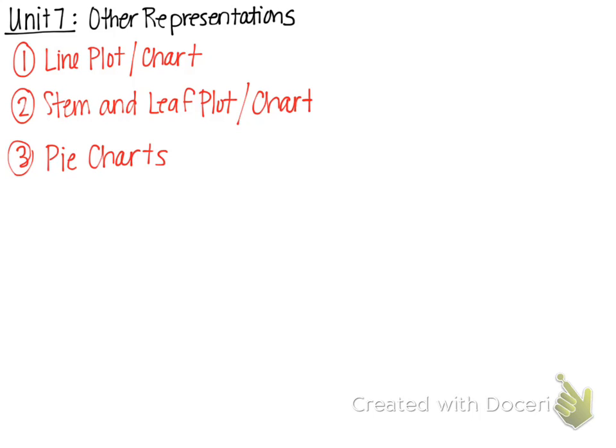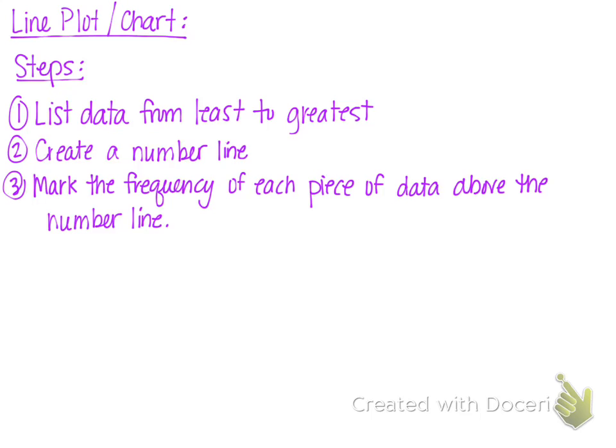So first, let's talk about a line plot or chart. I like to give you steps for everything, so here are some steps on creating a line plot. The first thing you have to do is list your data in order from least to greatest. Then you're going to create a number line, and you're going to mark the frequency of each piece of data above the number line. So let's apply these steps.